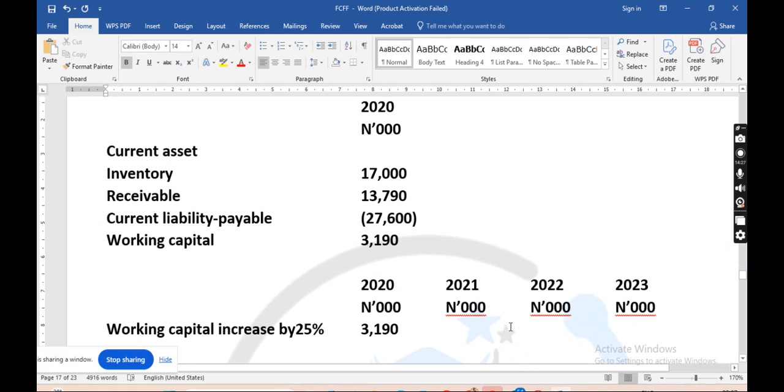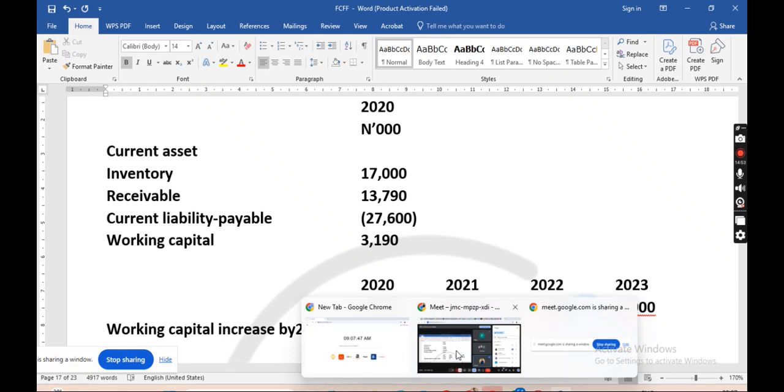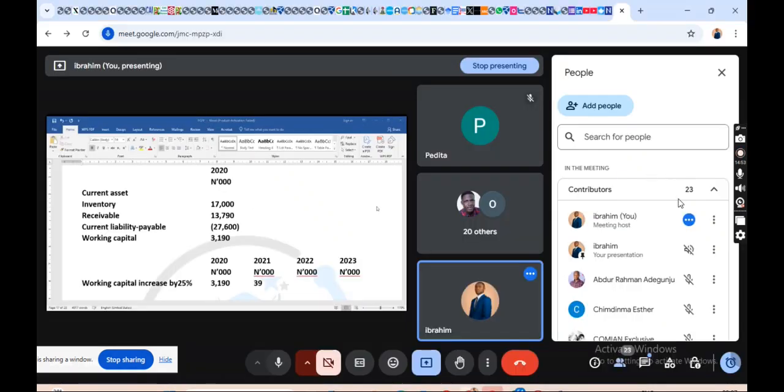Okay. So this is assumed to be year 0, right? So now when you increase 3,190, jack it up by 25%. What do you have? What do you have quickly? 3,988. I can't hear you, please. Someone should just say 3,988.